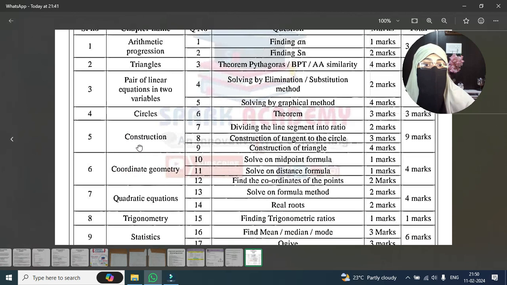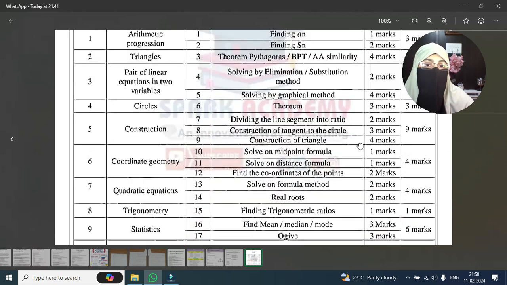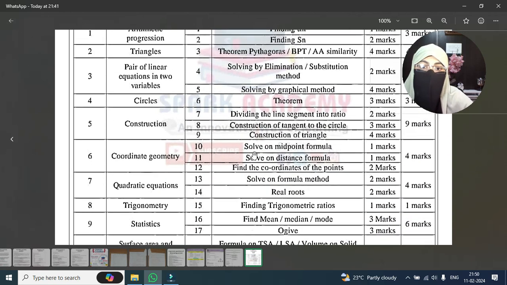Coming on to the construction, very important. So they have 9 marks in it, if you study construction, you will get 9 marks. So very important, dividing the line segment in a ratio. Okay. So these are the names of the constructions which you need to study. Construction of a tangent to a circle, then construction of a triangle. Very important constructions, you need to learn that, which will help you to get 9 marks. Okay. Individual marks are also mentioned over here. If you can see, you can practice in that way as well.